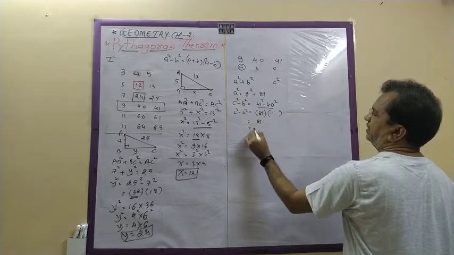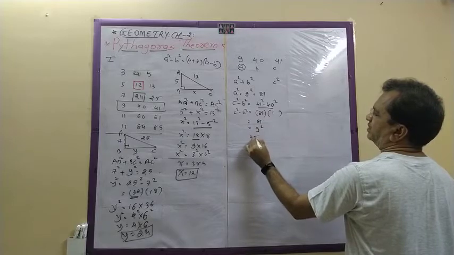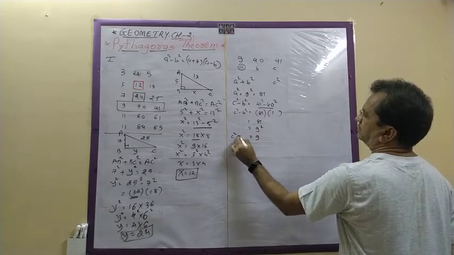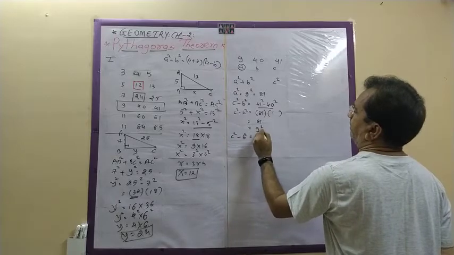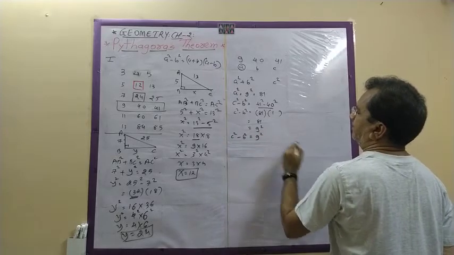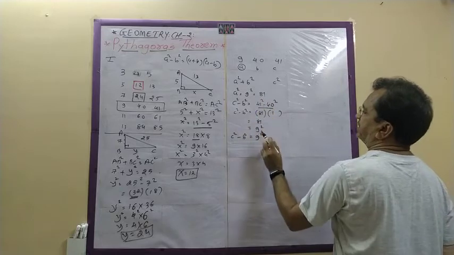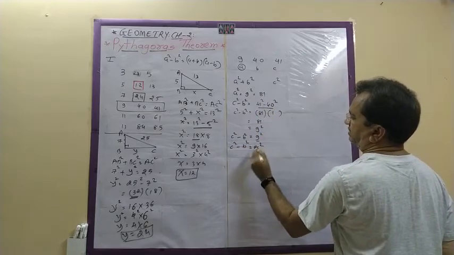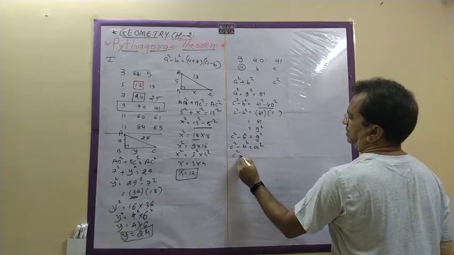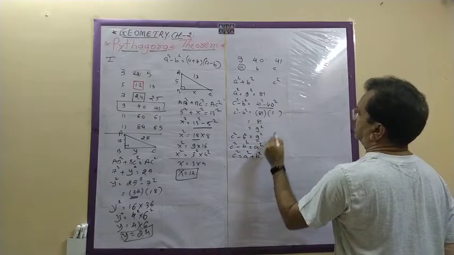81 ones are 81. 81 is equal to 9 square. So 9, and 9 square means 81. That is, C square minus B square is equal to A square. So C square is equal to A square plus B square.